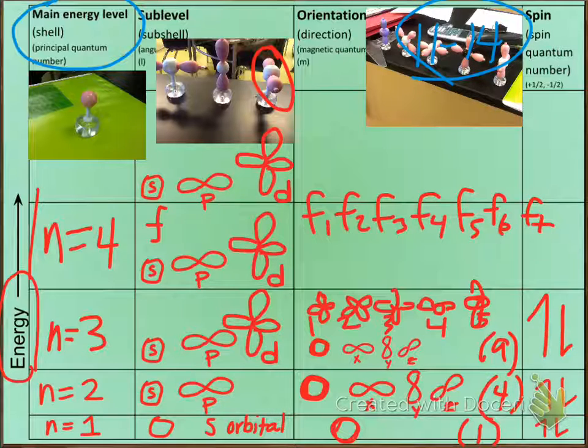So we add those 7, copy, paste, to the 9 we already had. How many orbitals total do we have on the fourth main energy level? 16. Huh, that's interesting.